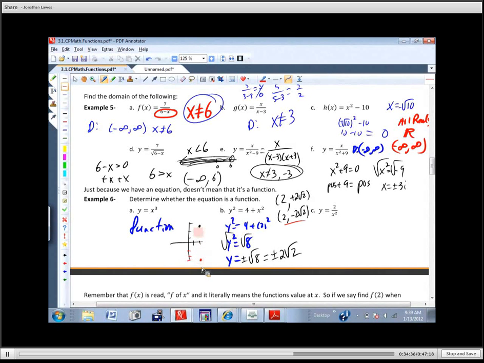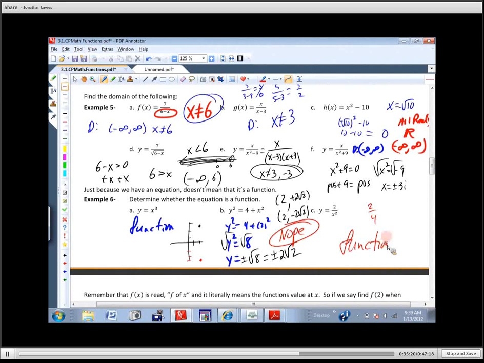How about C? You plug in a number, you only get one answer out. If I plug in a 1, I get a 2. If I plug in a 2, I get 2 over 4, so I'd get a half. So pick any number you want. You're only going to get one answer out. So this one is a function. Okay. So some of these require a little bit of thought. Any questions? Sure?